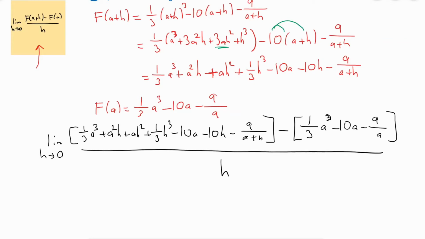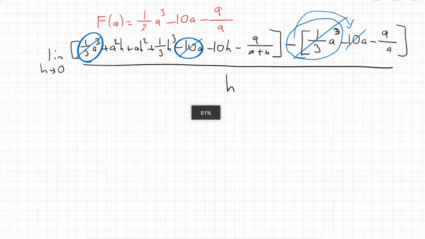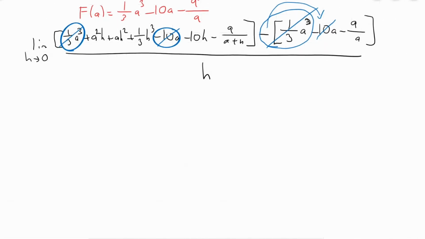Now I need to simplify this, so I'm going to go ahead and look at it and see anything that I can get rid of. I see a positive 1 over 3a cubed, and I see a negative 1 over 3a cubed here. I'm going to cancel these out. Other than that, I see a negative 10a here, and if you distribute this negative onto here, this is just going to be positive, so I'm going to cancel these out. And I see that I cannot cancel any of the things out. This is it. So I'm going to go ahead and rewrite it.